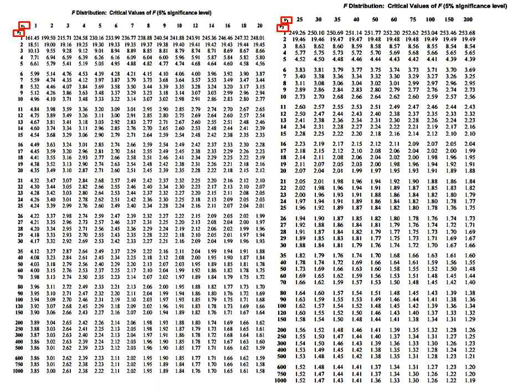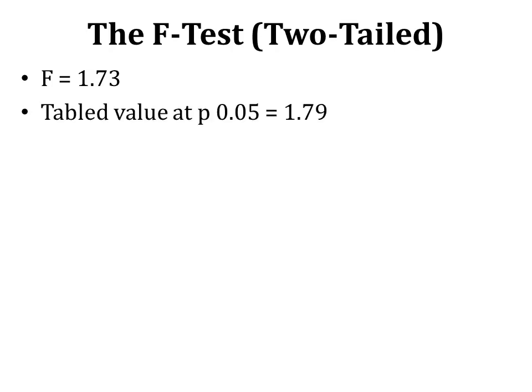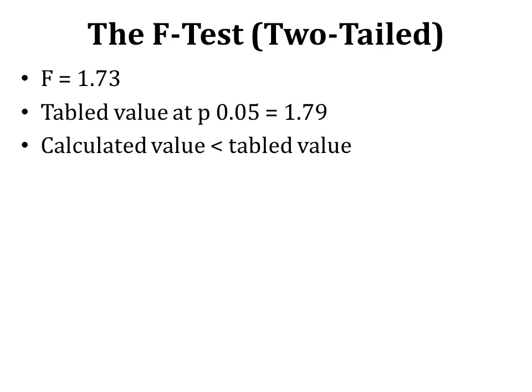Right? So what was our V1? It was 40 in this case, and what was our V2? It was 30. So our table value is 1.79, right? So we have our calculated value, which is 1.73, and we have our table value at probability 0.05, which is 1.79. So which one is greater? Our table value is greater. So our calculated value is less than the table value, therefore we are going to accept the null hypothesis.